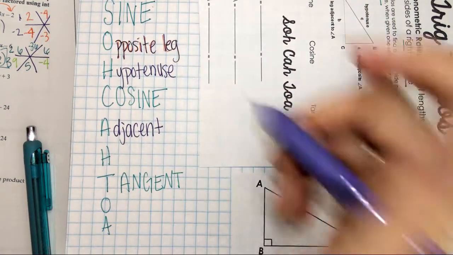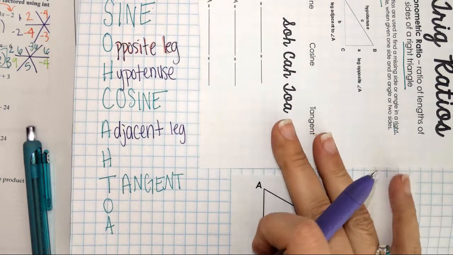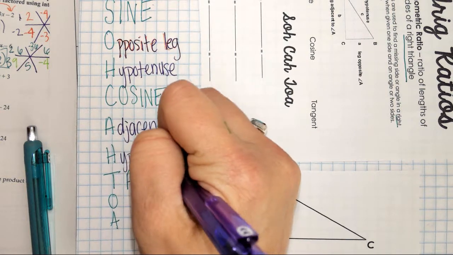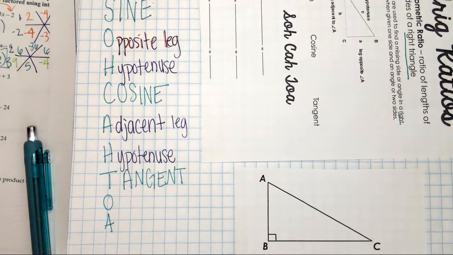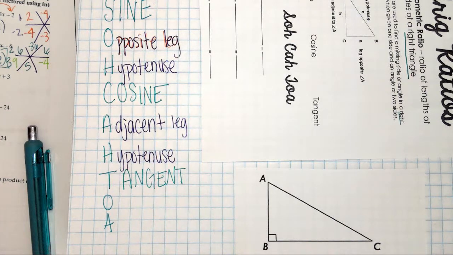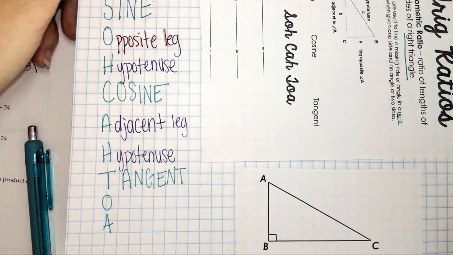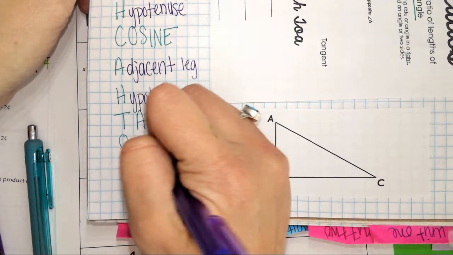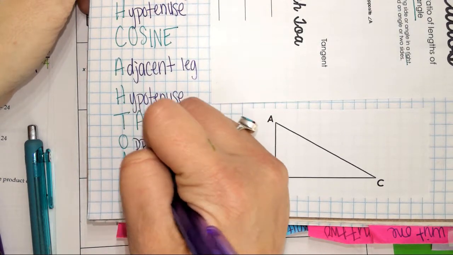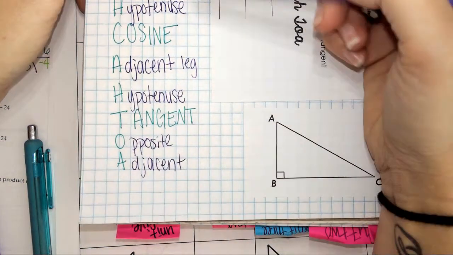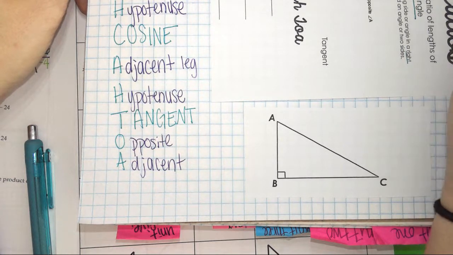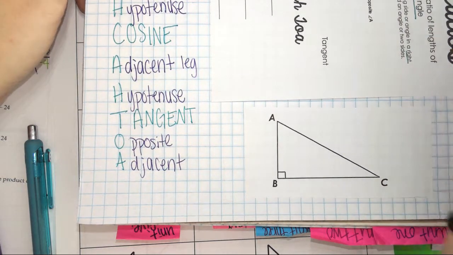So cosine is the adjacent leg. And what does H stand for? Hypotenuse. And then for tangent, you don't use the hypotenuse at all. So tangent is opposite and adjacent. And what do you think you're going to do with these two lengths? If it makes a ratio, what are you going to do with them? Divide them. Take a point.